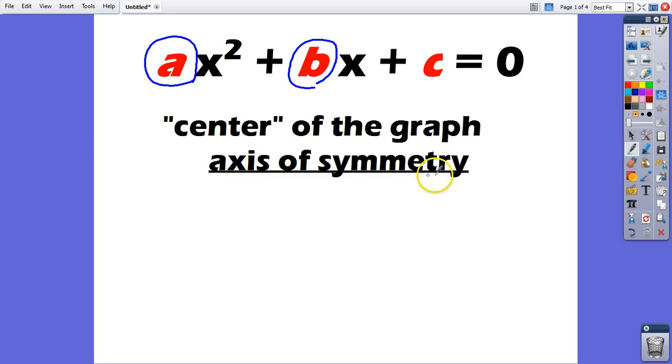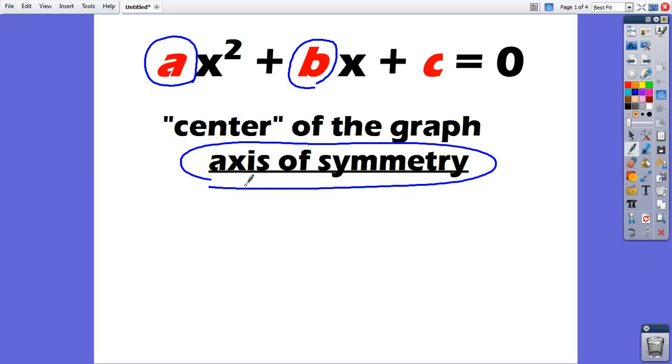And that has a very specific name, which is called the axis of symmetry. It's a line that determines the very center of the graph where the left side and right side are symmetrical. They're mirror images. And it turns out to be a formula. The way you would write it is that you would put a line at x where x is equal to negative b over 2a.